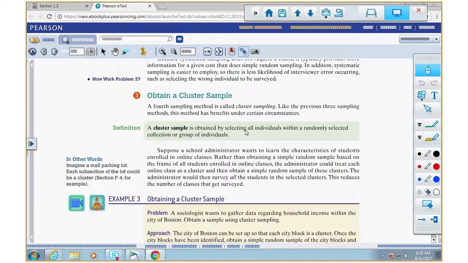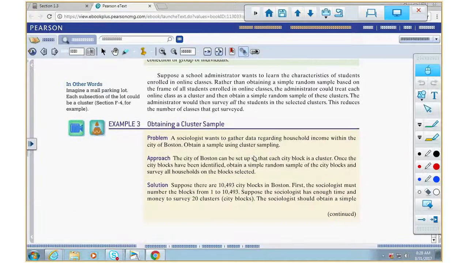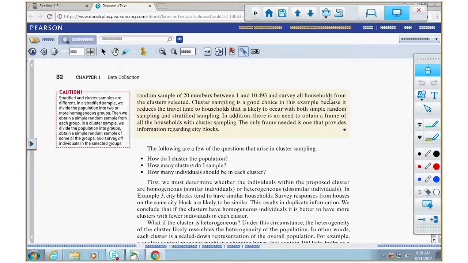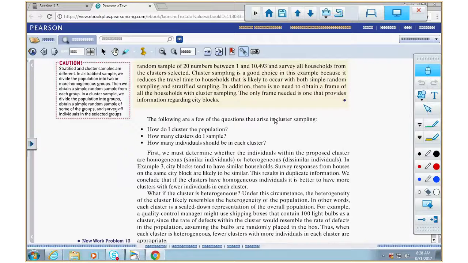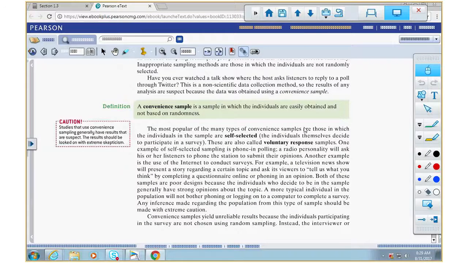Okay, a cluster sample would be like a parking lot. Simple random sample and systematic random sample would be a test question. But you need to know these terms because you might see them again if you go into another statistics course. There should be a convenience sample in here. Least reliable. Convenience sample.